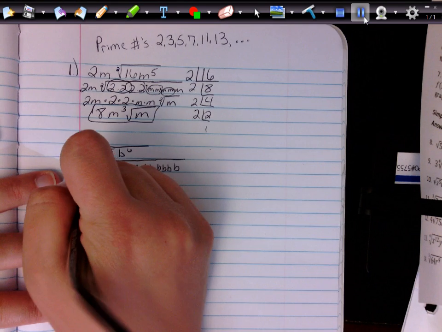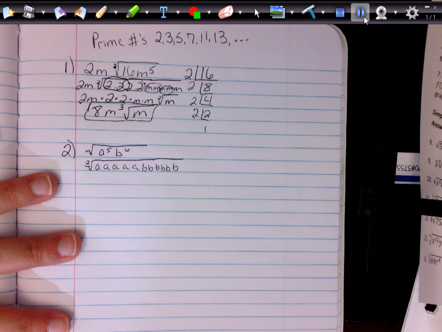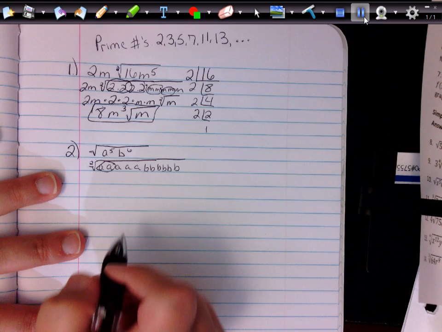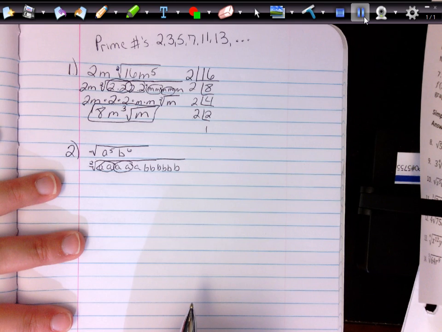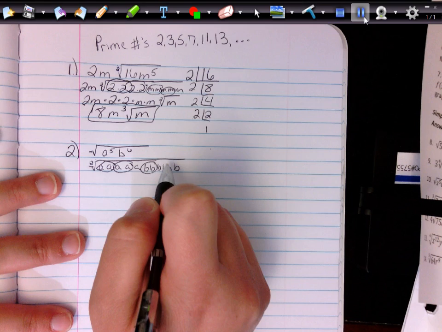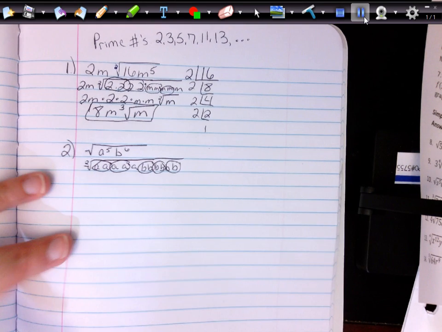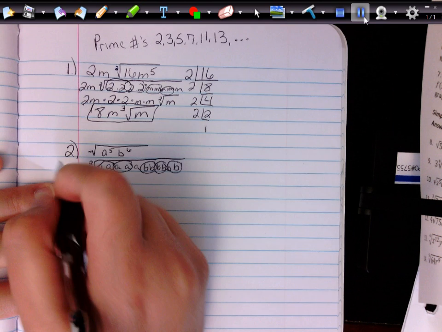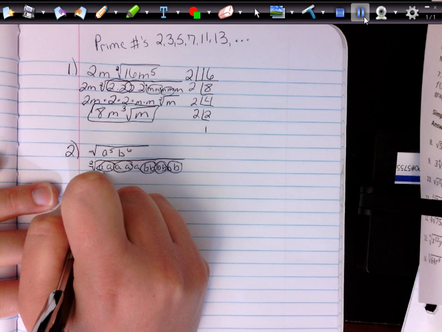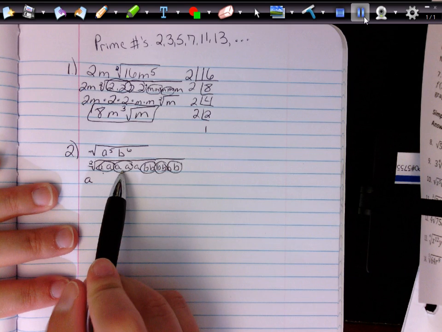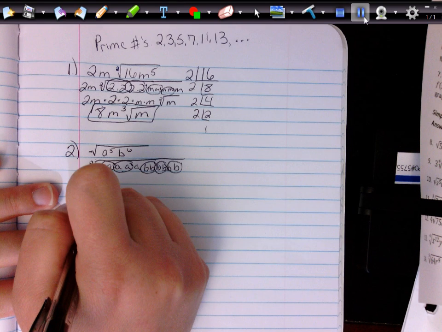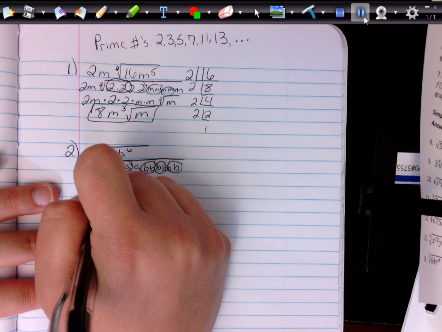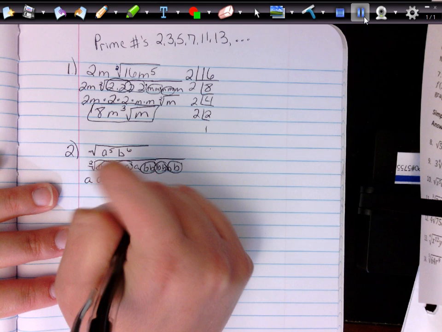I know I have an index of 2 here, so I'm looking for pairs or groups of 2. So I have a pair of a's, another pair of a's, and I have 1, 2, 3 pairs or groups of b's. So again, every time I circle something, I can take one of those on the outside. So I'm going to pull out this a from here. I'm going to pull out another a from this group of a's. And I can pull out 1, 2, 3 b's since I have 3 groups or 3 pairs of b's.